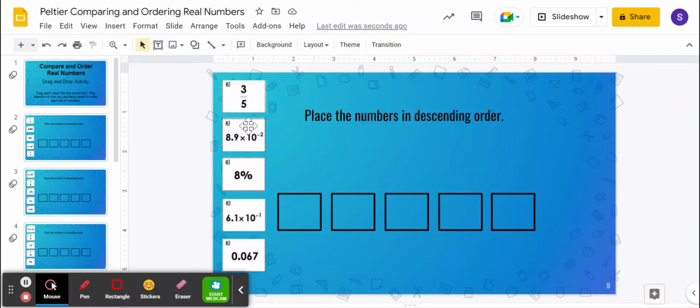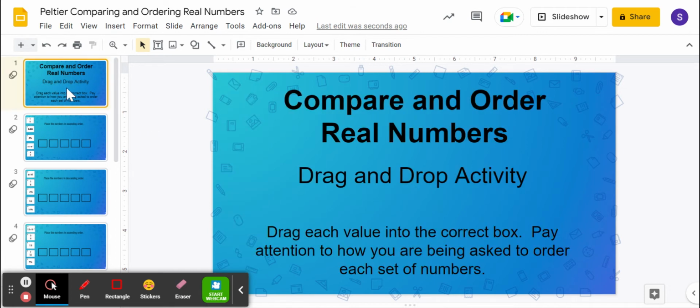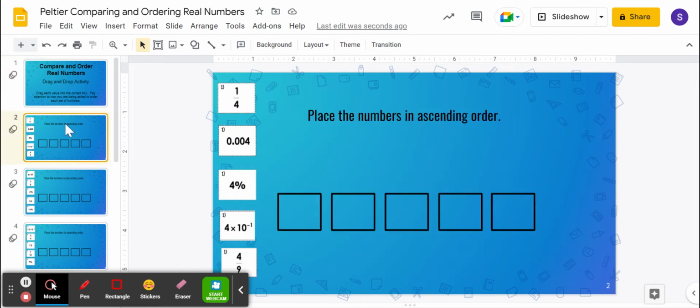In this assignment, you are going to place these values in order depending on how it specifies. So right here's your instructions. You're going to drag each value to the correct box. Pay attention to how you are being asked to order each set of numbers.